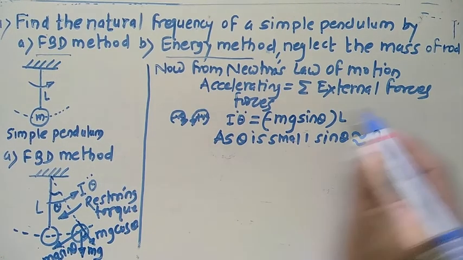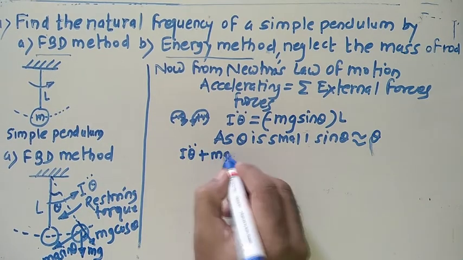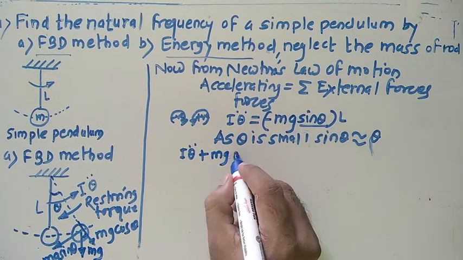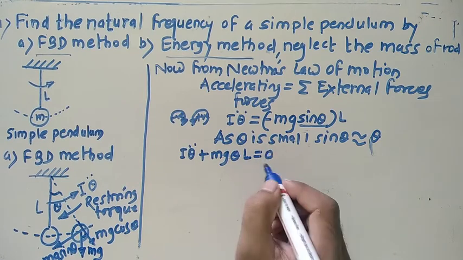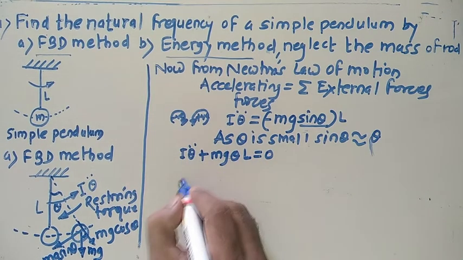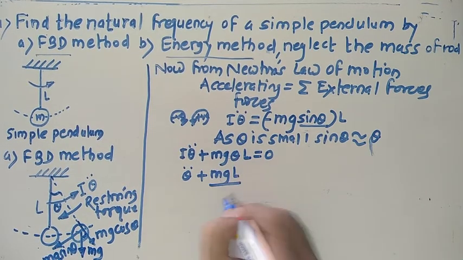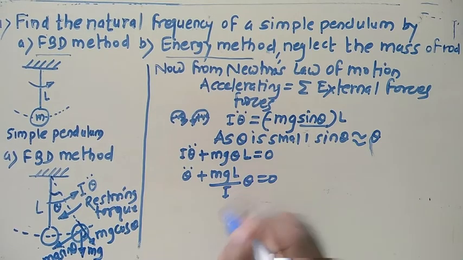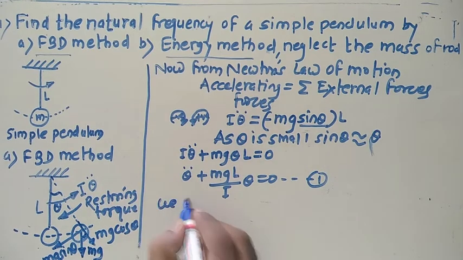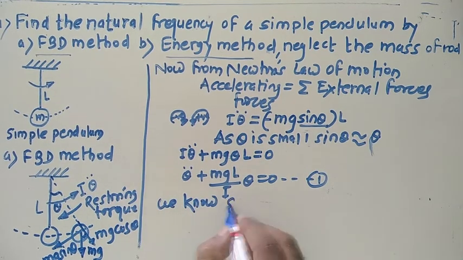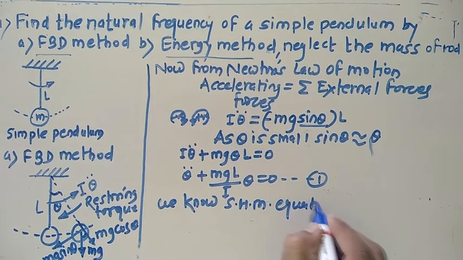Now from this relation, I theta double dot, take this term mg and replace sin theta by theta, into L equals 0. Take all the terms towards one side. Now rearrange this equation in such a way that you can compare it with the SHM equation in this way. So this is equation number 1. Now we know the simple harmonic motion equation. So what is that equation?